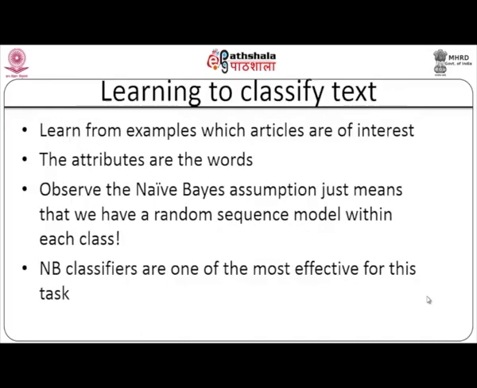Now, as you saw, text classification is an important problem. So, let us learn to classify text. Learn from examples which articles are of interest. What are the attributes here? The attributes here are the words in the documents. Now, the naive Bayes assumption gives us a random sequential model within each class. Naive Bayes classifiers are one of the most effective for this type of task.